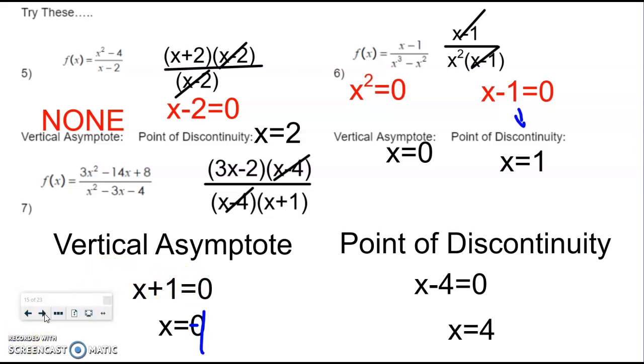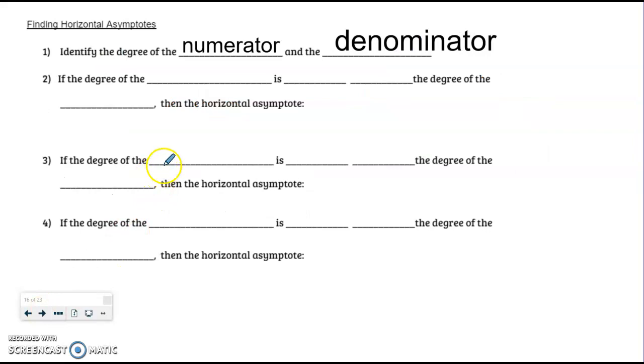Alright, so let us look at horizontal asymptotes and what they are. A horizontal asymptote is a horizontal line that the graph approaches but doesn't cross. And one of the big things we're going to look at with this is, first, we want to identify what the degree of the numerator and the denominator is. So we'll have 3 different situations.